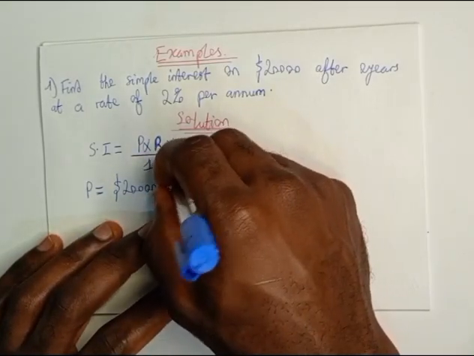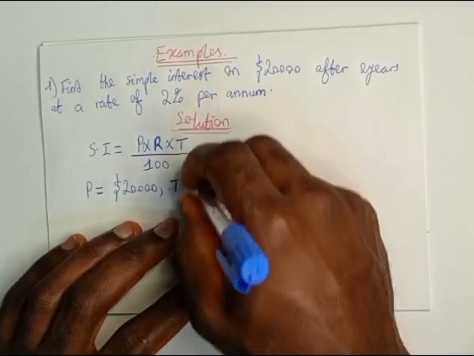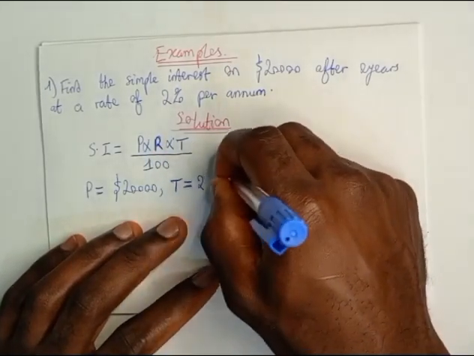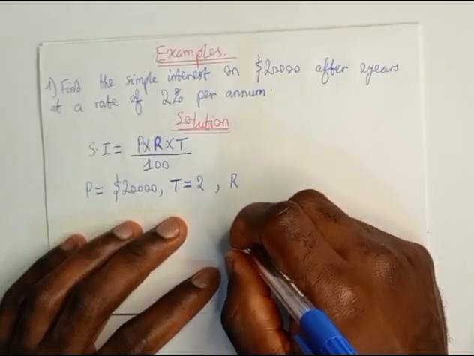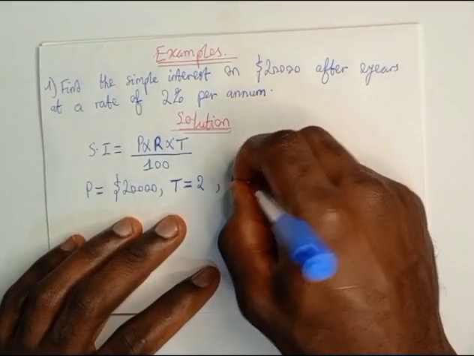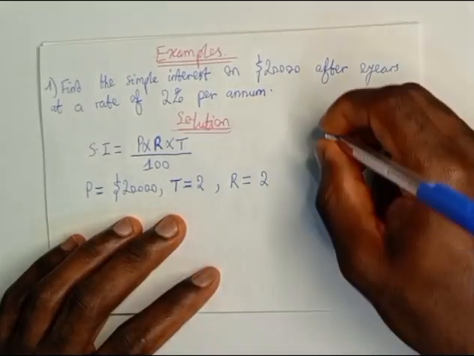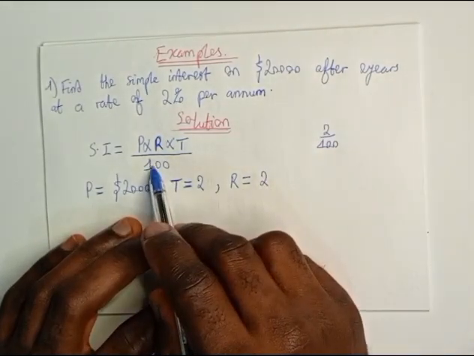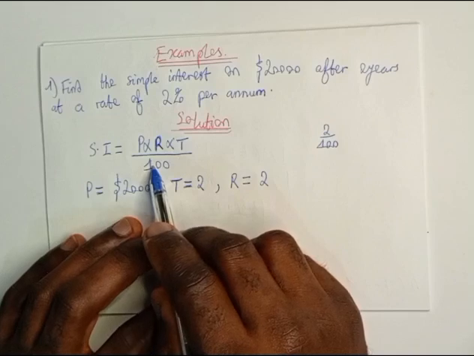Our time T is 2 years. We are simply just going to write down the value of the time, which is 2. Our rate is 2%. We are simply just going to write down the value of the rate, which is 2. We are not going to express it as 2 over 100 because the 100 is already at the denominator here.